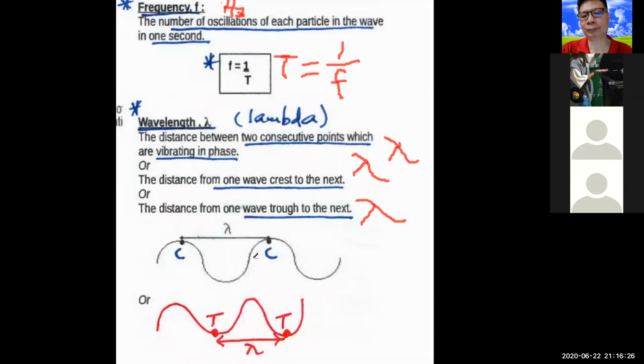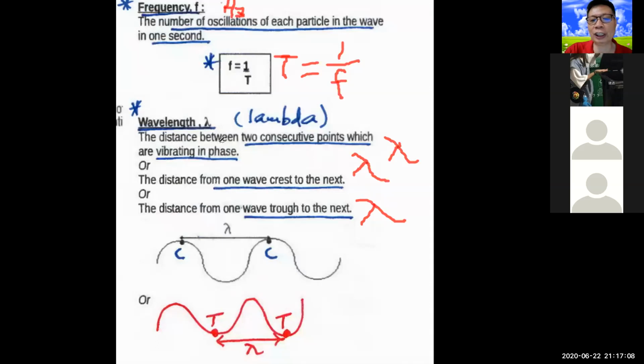Okay. See this diagram. Wavelength is the distance between a crest to another crest. This distance is called lambda, one wavelength. How big is a wave? It is measured by lambda. From one wave to another wave, what is the distance? That is called wavelength. What is the length of the wave? Wavelength. So we call it lambda. Or you take trough to trough, also can. This one is also lambda. You either take crest to crest or trough to trough. So this distance is called wavelength.